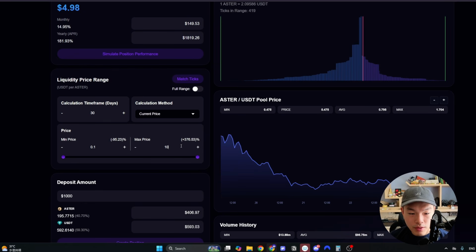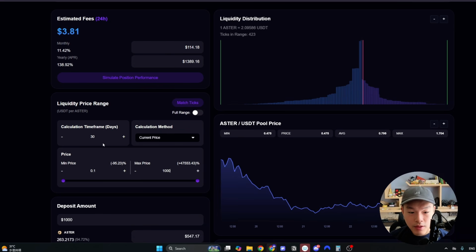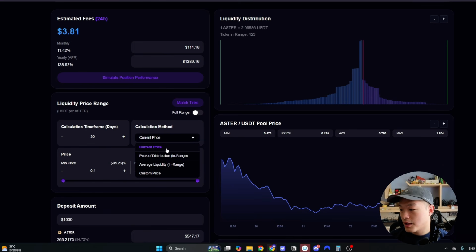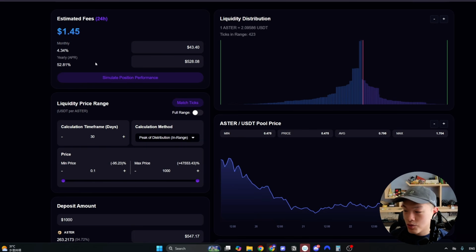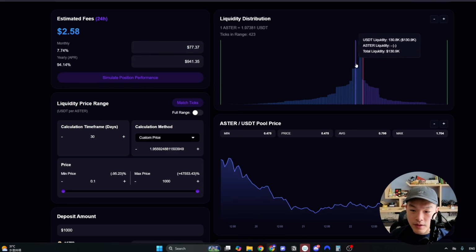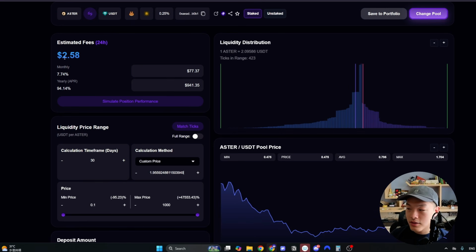If we do 0.1 to 100 or 1,000, you can see at the current price it's earning a 138% APR. At the peak of distribution it's 52-something% APR, right? So the APR drops by about half. And if we move it to this pretty reasonable liquidity concentration here, then it's still a 94-something percent APR, right? Still really, really high, but much less risk if you go with a wider range LP.